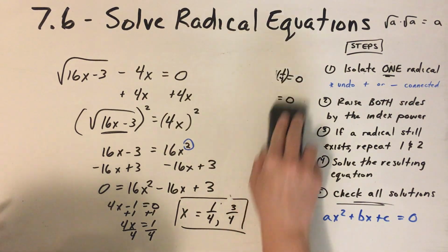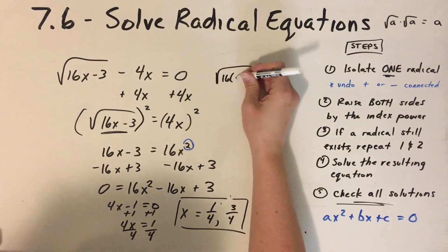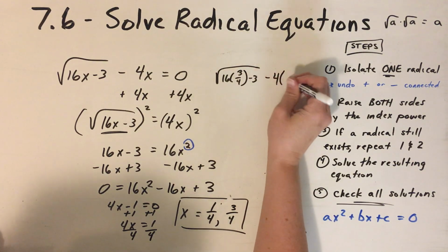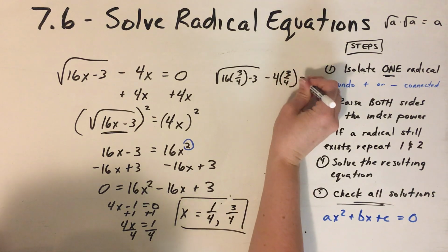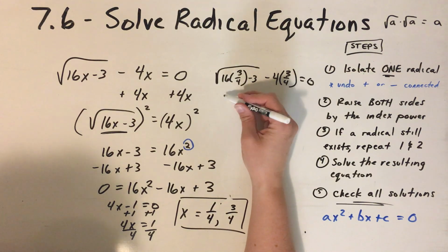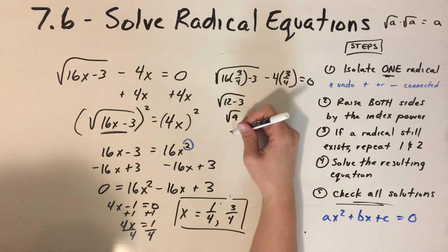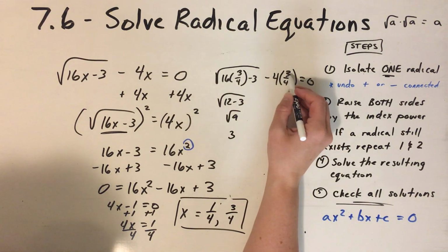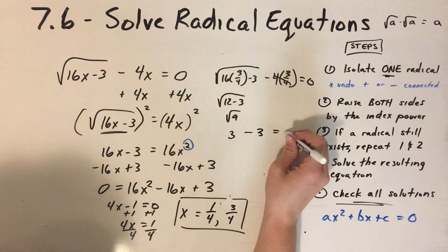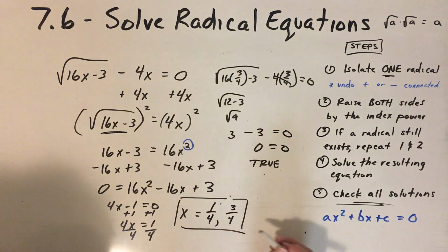So let's check the 3/4 and see if it works. I've got the square root of 16. I'm going to plug in 3/4 for x in both of my x's and see if this is a true statement. That's going to give me 48 divided by 4, which is going to give me 12. 12 minus 3 is the square root of 9, which is 3. And here, these 4's will cancel, so I'll just have a 3 minus 3 equals 0, and that is again a true statement. So both of these solutions work.